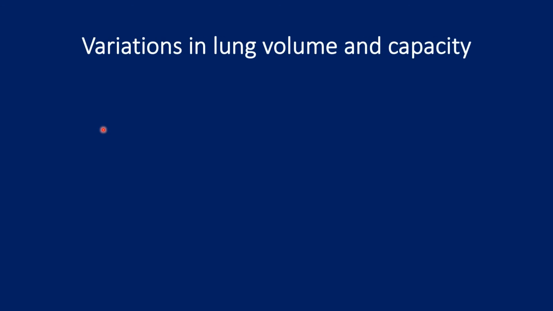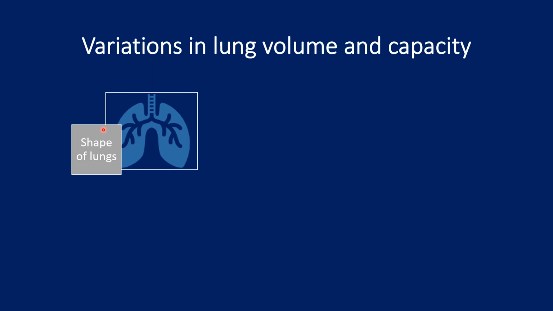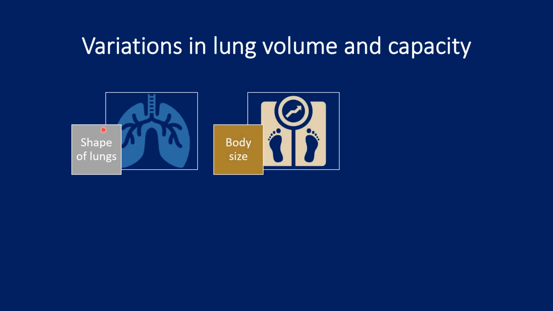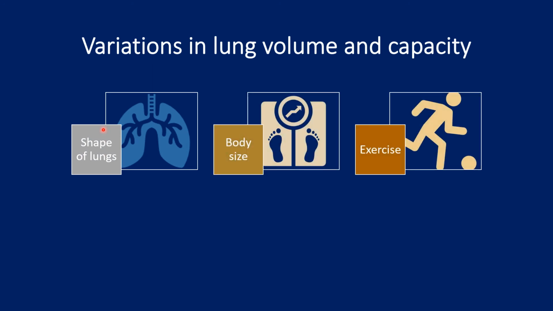The lung volumes and capacities that we discussed are standard ones. Not all people have the same lung volume and capacities. So what are the things that cause those variations? We'll discuss it now. Lung volumes and capacities will be larger in people with wide lungs, people with more weight, and people who exercise a lot, meaning athletes. They have more lung volume and capacities compared to normal people because of their exercise performance.